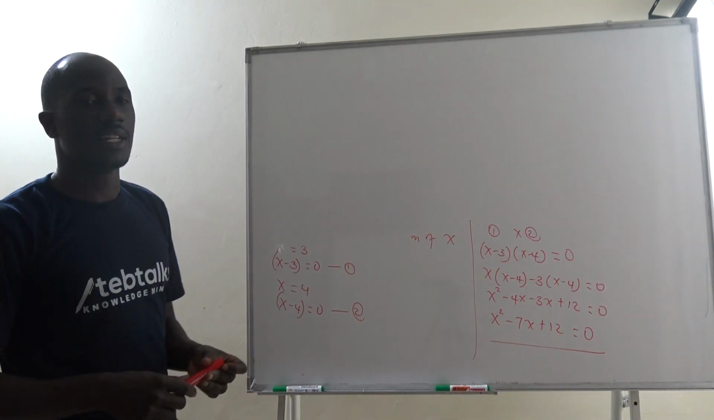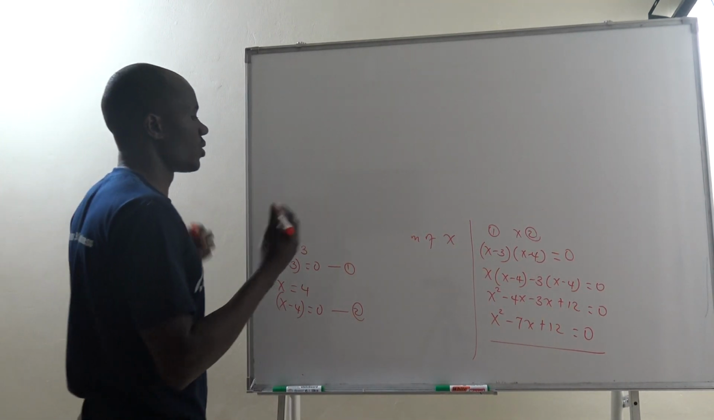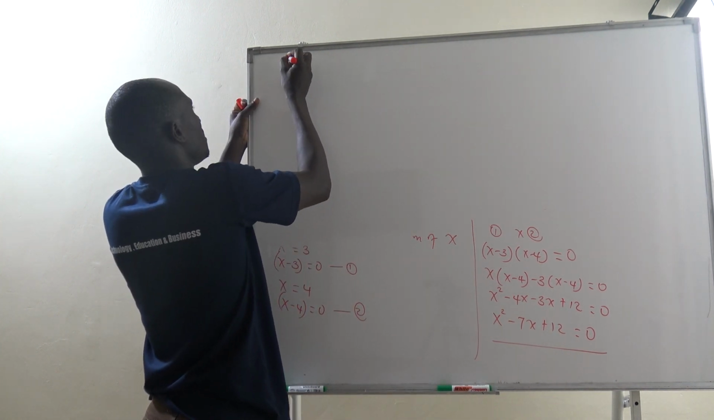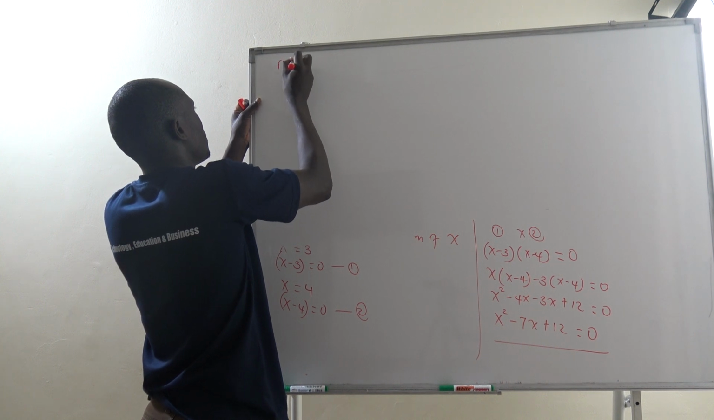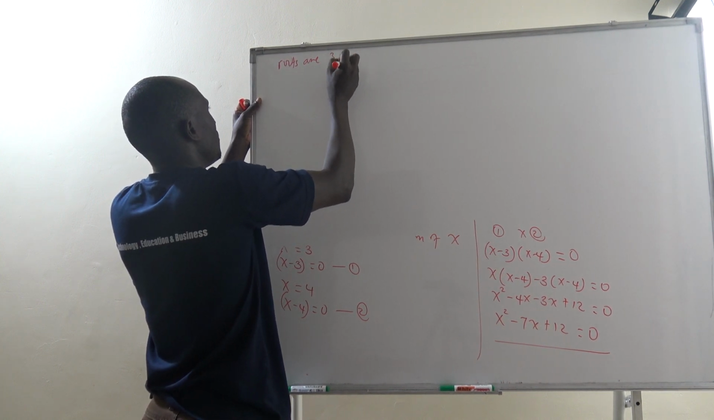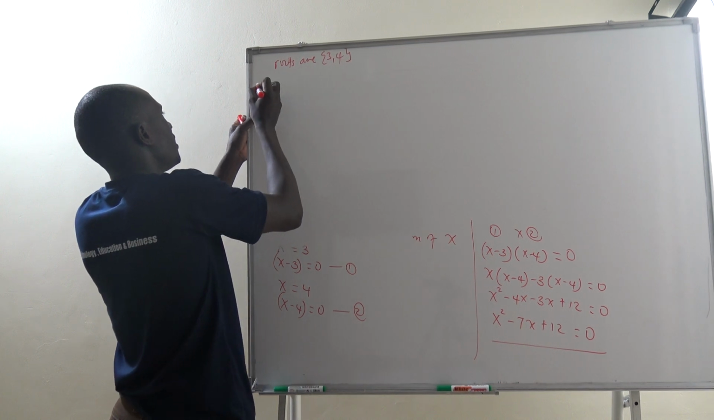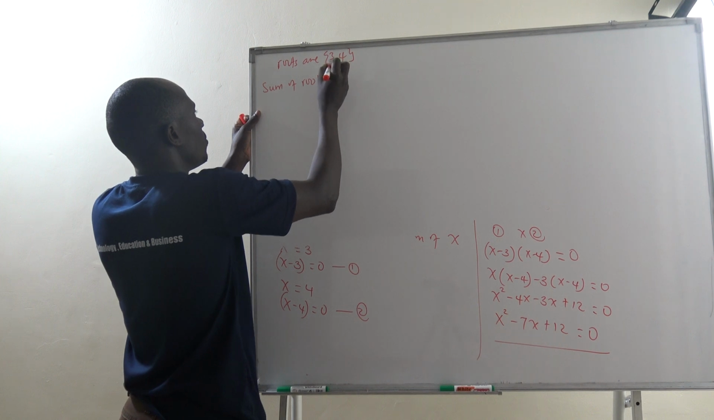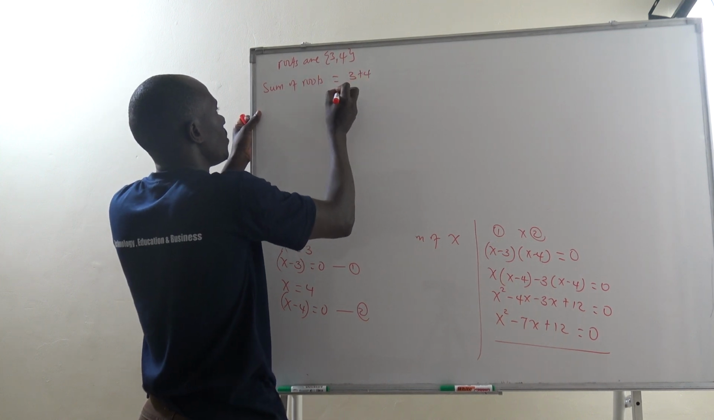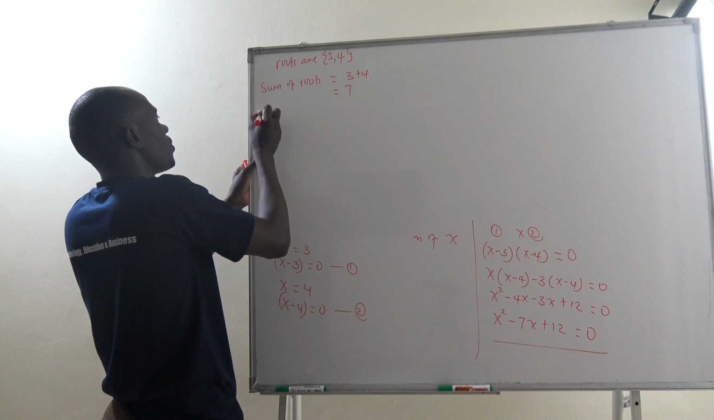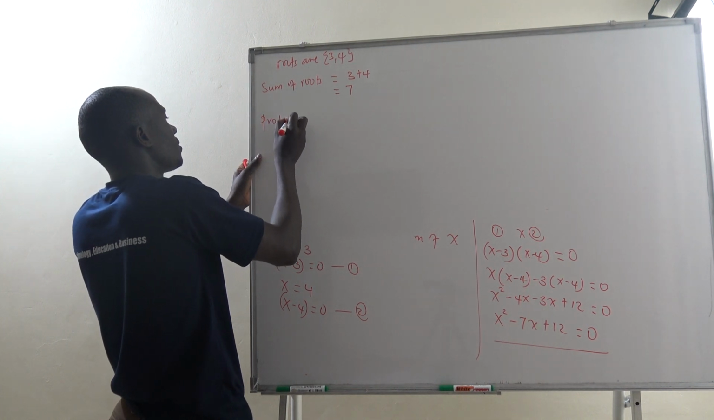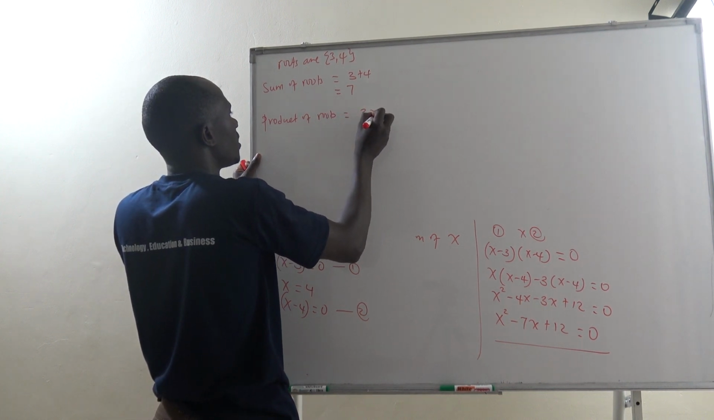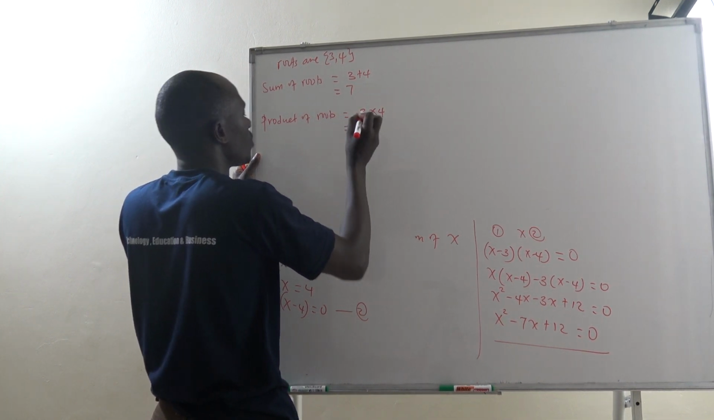As I already said, let the equation be in terms of x. We have got the roots 3 and 4. You can first get the sum of roots. Sum of roots, you add, you get 3 plus 4, which comes to 7. We also get the product of roots. The product of roots is going to be 3 times 4. We come out with 12.